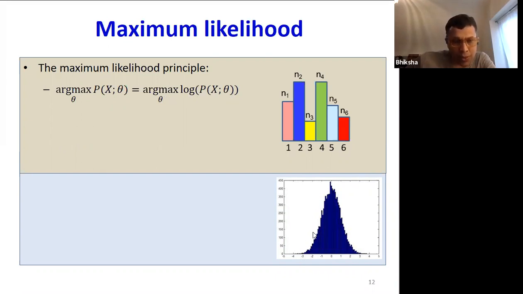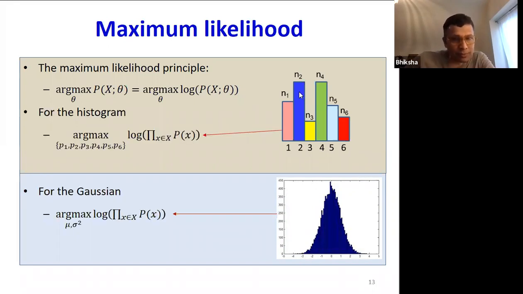So also for the Gaussian, if I want to find the maximum likelihood estimate of the Gaussian that explains this data best, then I'm going to compute the log probability of all of my observations as a function of the model parameters and find the theta that maximizes this probability. So here's what it's going to look like.